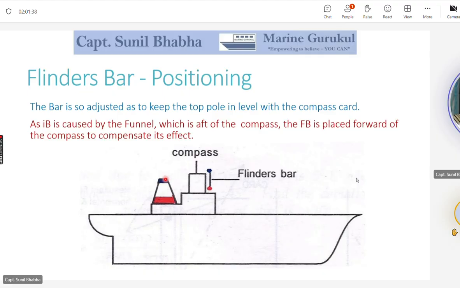Let me show you an actual flinder bar also, the diagram.